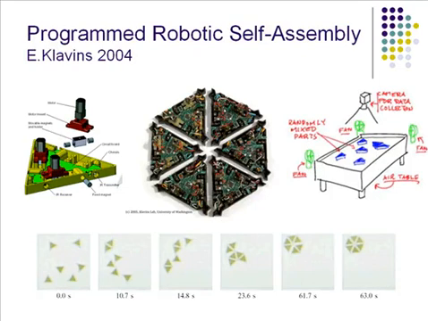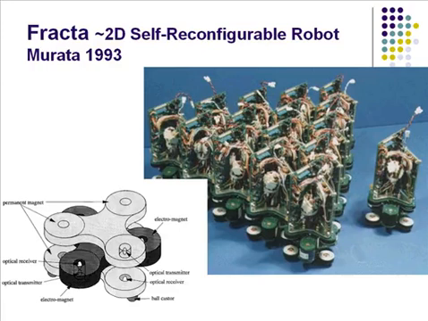So that one is a kind of distributed, separated module that can gather to make something. But this is my machine called Fracta. This is not that type of machine. This is a self-reconfigurable robot. So in this case, they must be connected at least, but they can change their local connectivity by using the magnets and the electromagnets controlled by the onboard microprocessor.